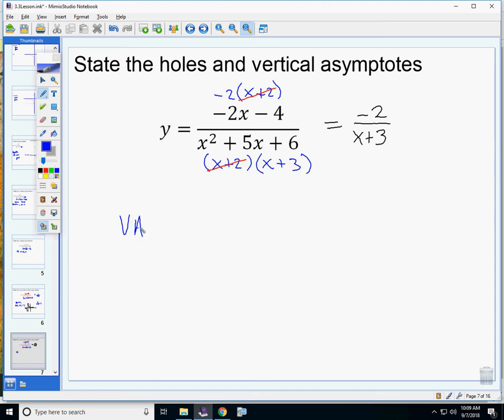Which means our vertical asymptote is where x equals negative 3. And we have a hole with an x coordinate of negative 2 from the one we crossed out. To find the y coordinate, we plug negative 2 into the reduced version of our function. And that would give us negative 2.